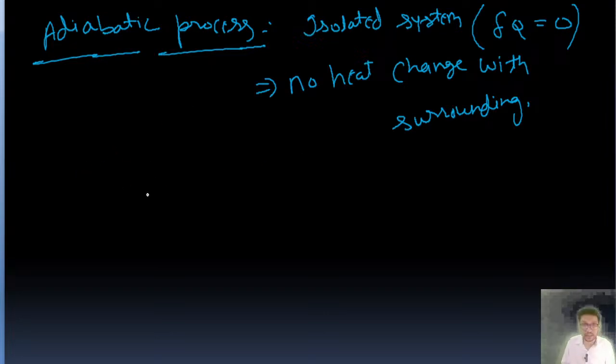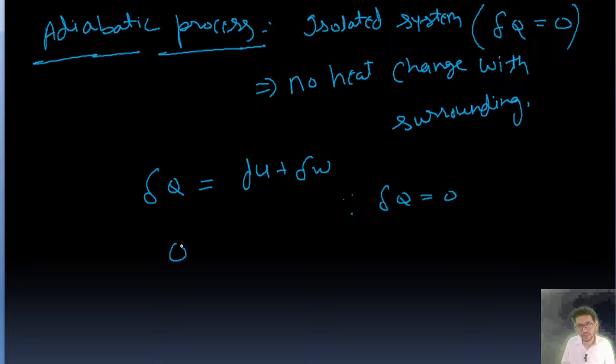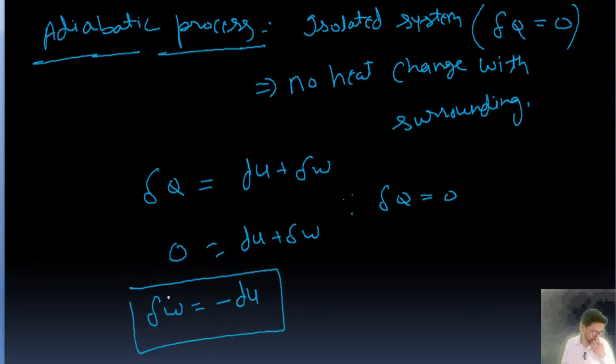First law of thermodynamics is, we know, del Q equals dU plus del W. Since in an adiabatic process del Q equals 0, it means 0 equals dU plus del W, or we can write del W equals minus dU. Very important in an adiabatic process: del W equals minus dU.